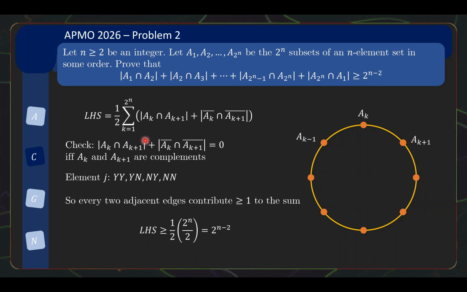So this left-hand side sum over here, therefore, is greater than or equal to half. And then how many pairs of adjacent edges can I form that are not overlapping? Well, there are 2 to the n edges, and I just pair them off nicely: this and this, then this and this, this and this, this and this, for example. And each of these pairs of adjacent edges contributes a score of at least 1 to the sum. So you do have this inequality over here, and this evaluates to 2 to the n minus 2. And that's it. That's the proof of problem 2.